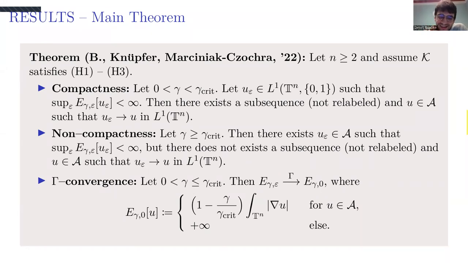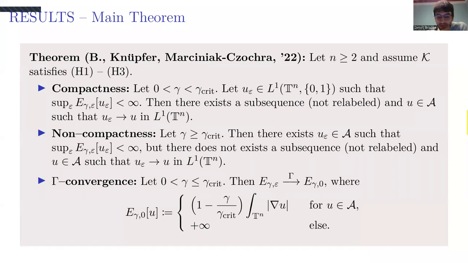So this is exactly. If gamma equals gamma crit, we can find the gamma limit, but it does not give us any information. And this is where we go to higher order gamma limits, where we do renormalization and see if higher order effects play a role. But I will comment on that later.